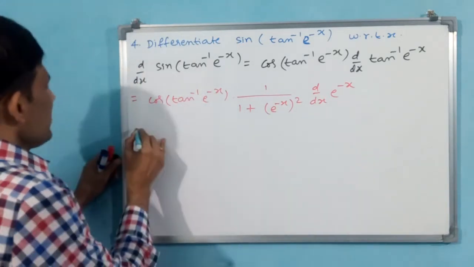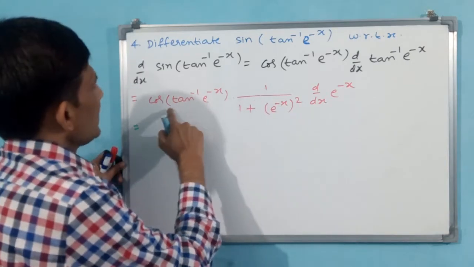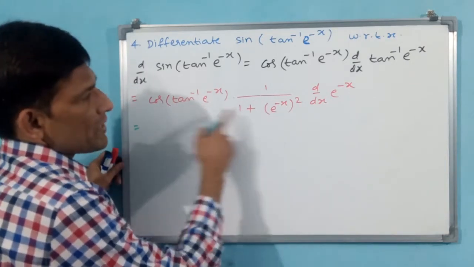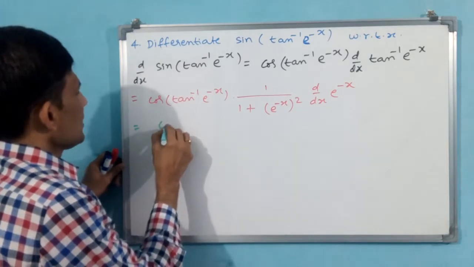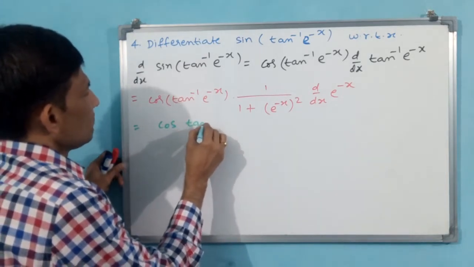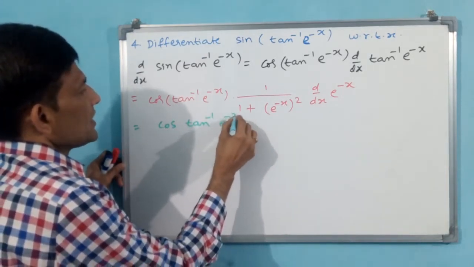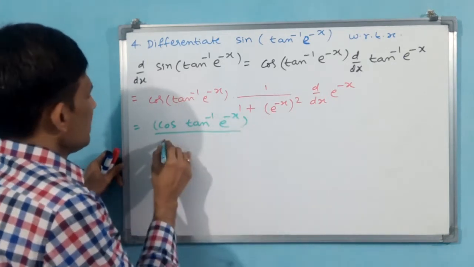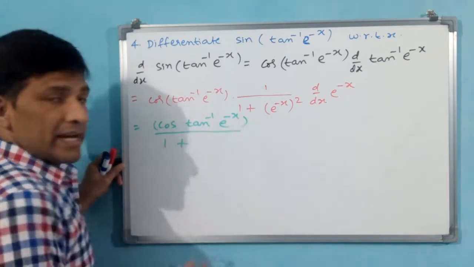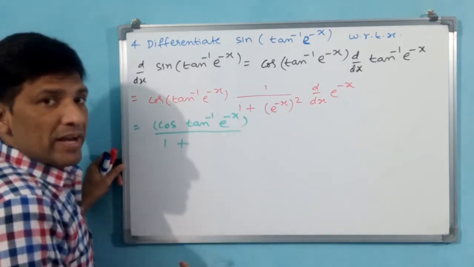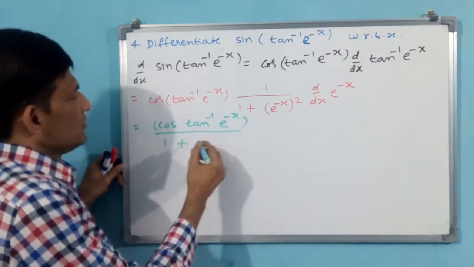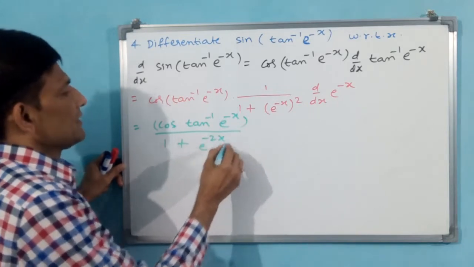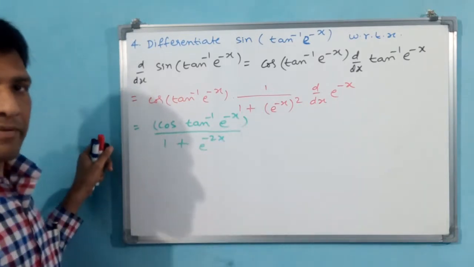Now you see here, shall I write this in numerator, this in denominator? cos of tan inverse e power minus x divided by 1 plus, shall I write e power minus 2x? Because e power minus x whole power 2 means e power minus 2x. Definitely write.